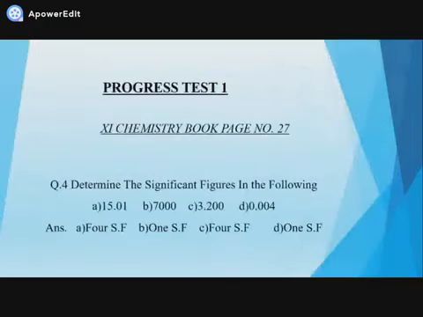Now we proceed to progress test number 1, on page number 27, question number 4, a question related to significant figures. Determine the significant figures in the following: A 15.01, B 7,000, C 3.200, D 0.004. So the answer is: for A 4 significant figures, for B 1 significant figure, for C 4 significant figures, and for D 1 significant figure.